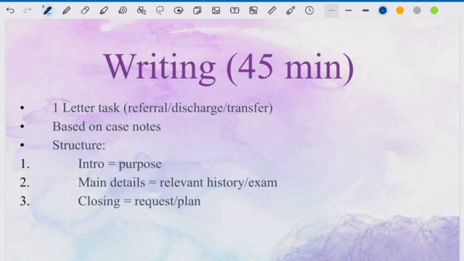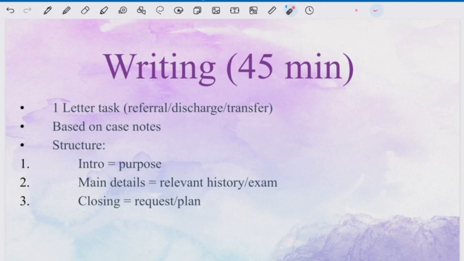So writing is 45 minutes and you'll have just one task. For doctors, it's usually referral letter, discharge letter, or transfer letter. Don't worry, we'll be given case notes and you need to turn them into a clear professional letter. Remember, it's a test of your communication, right? It's not the test of your knowledge. They'll be giving you case notes, so don't worry about that.